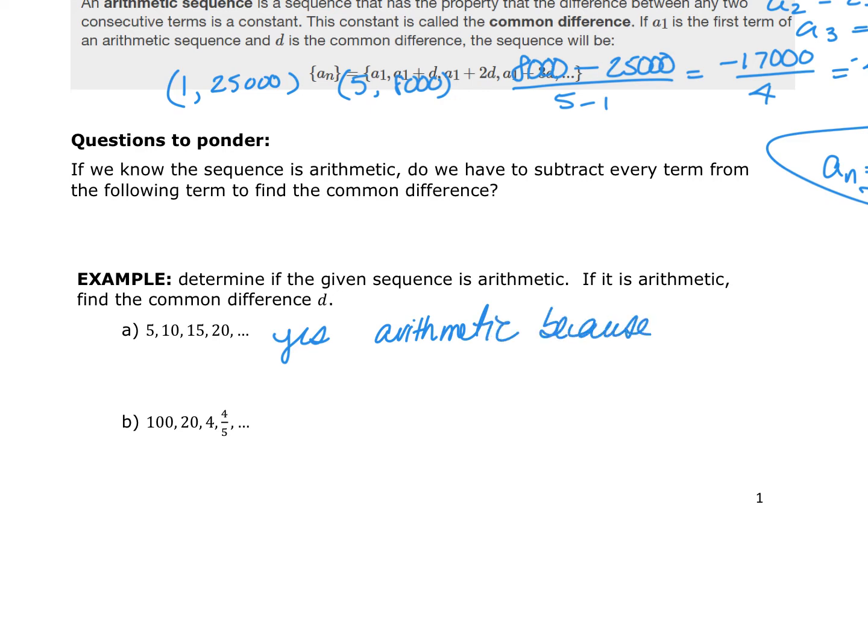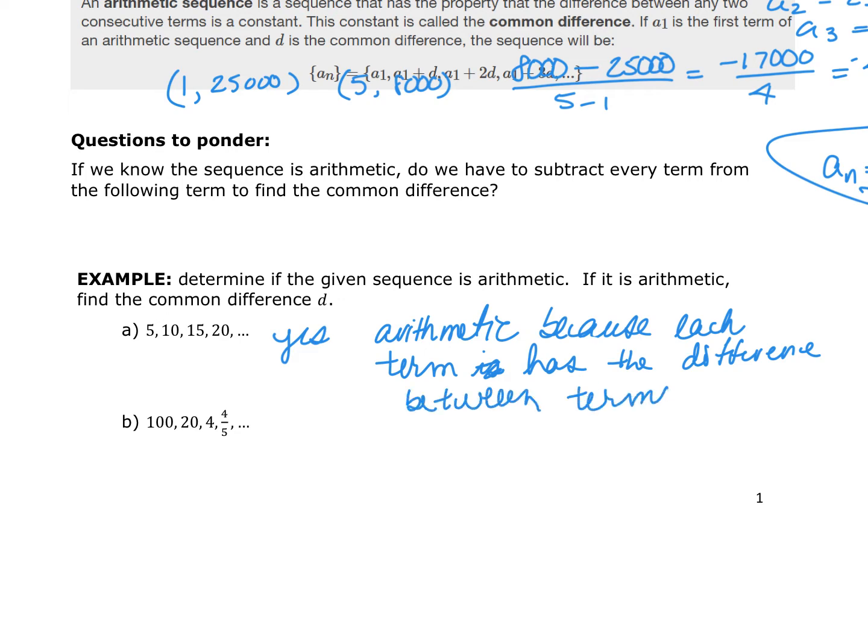because, as you know, I'm asking you all for reasons when you take the assessment. I want you to tell me why you know. Yes, this is arithmetic, and here is the reason. Because each term has the same difference between terms, and it is plus 5. So that plus 5 tells me I'm going up, and the difference is 5.